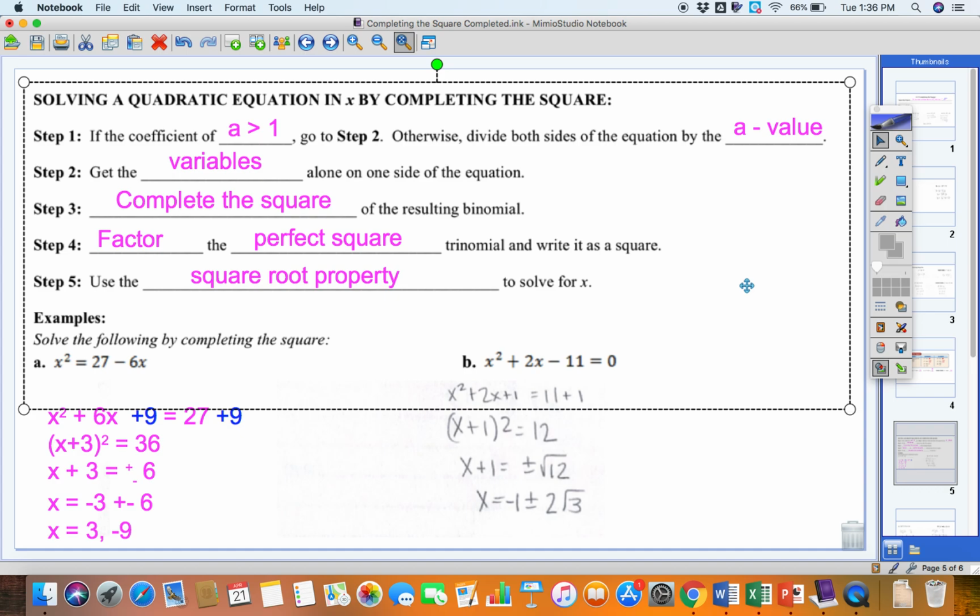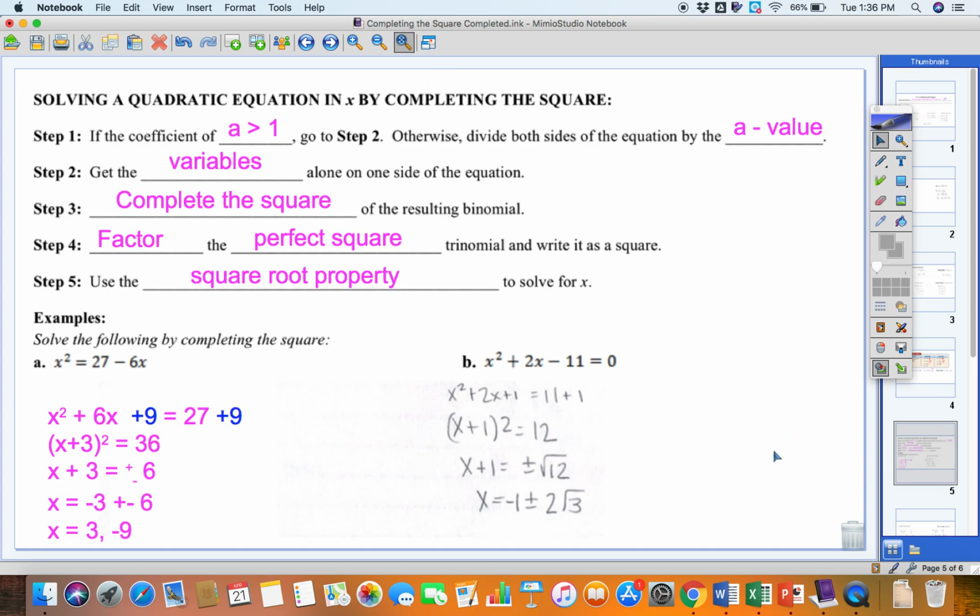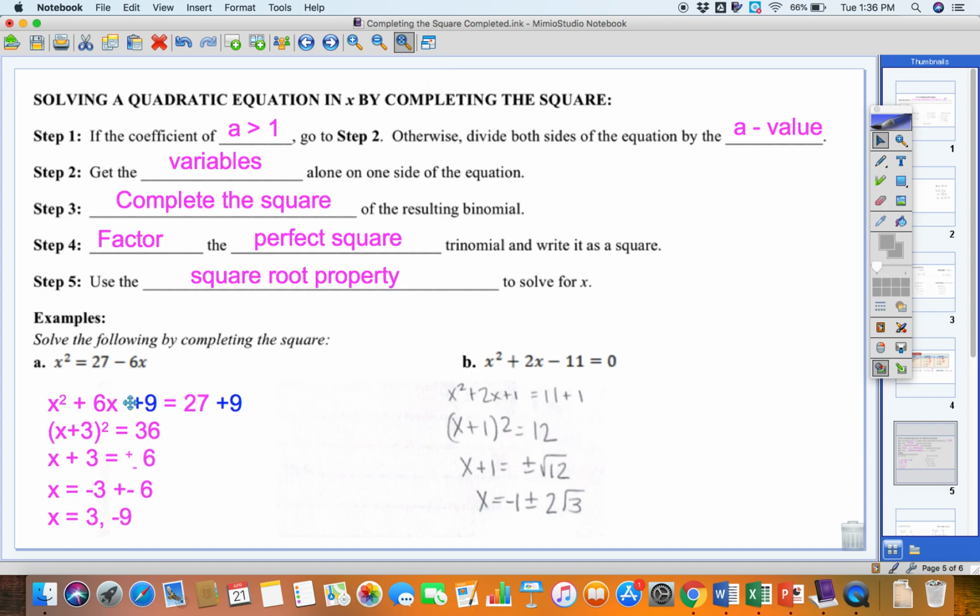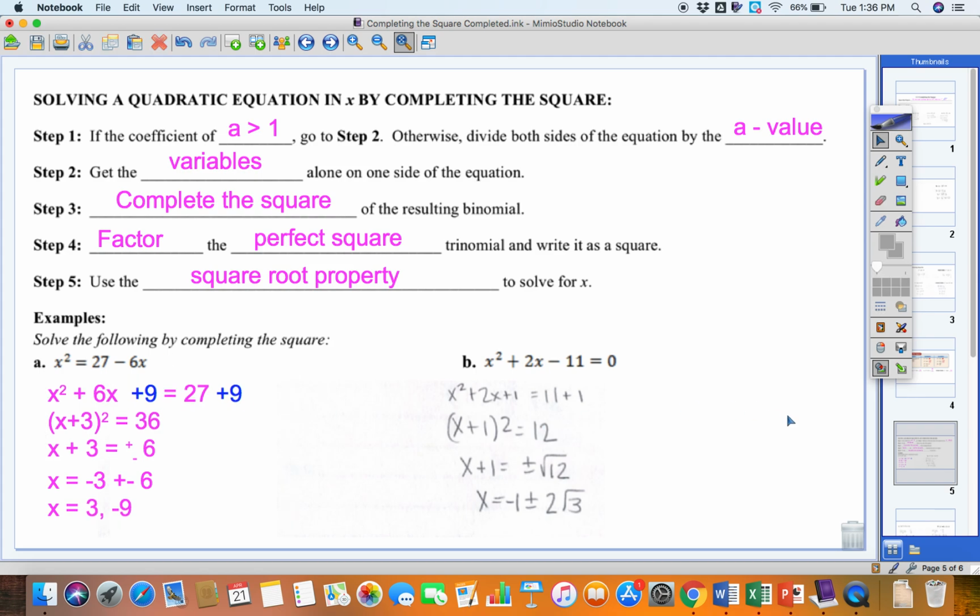So here on our second example, we have x squared plus 2x minus 11. We're going to move the 11 to the other side. So we have x squared plus 2x. This plus 1 has been added in the next step. So when we look at our b value, which is 2, and we divide it by 2, we get 1. Then we square that and get 1. So I've added this one and this one, because anything you do to one side of an equation, you have to do to the other.